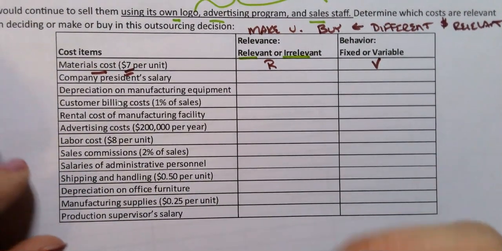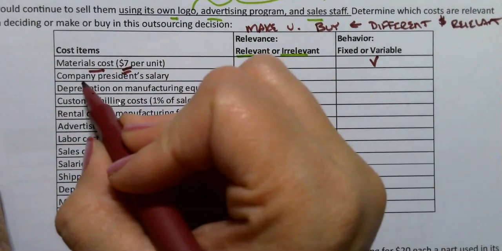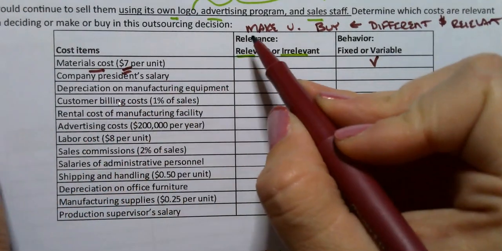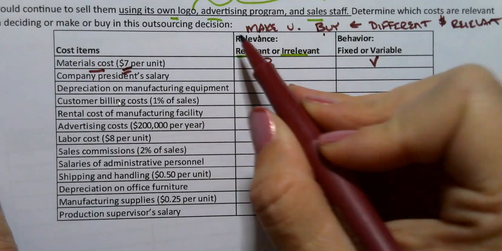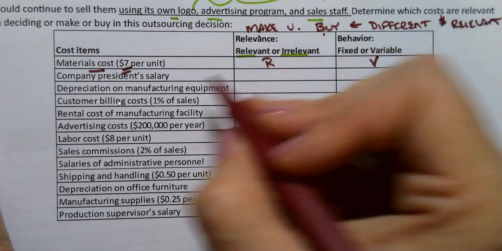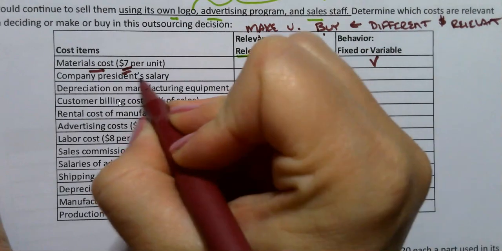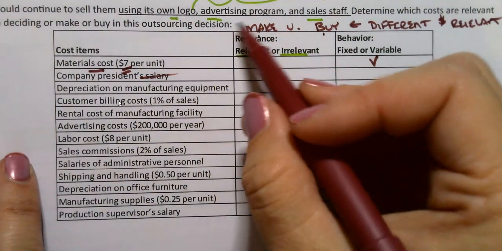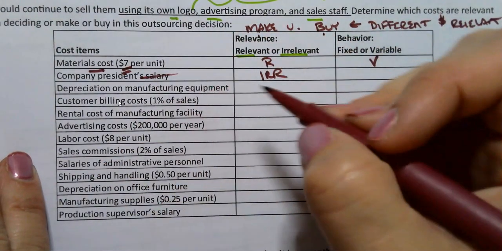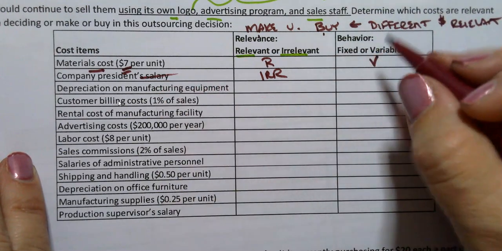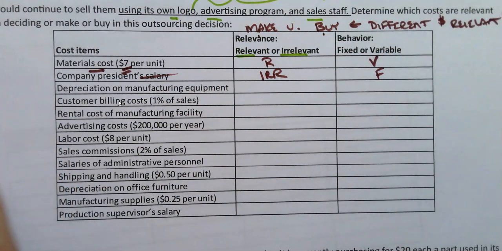All right, company's president's salary. Is it the same if you make it and you buy it? Yeah, probably. You still have to have a president. So we don't need to worry about that. That's irrelevant to us. Whatever their salary is, it doesn't matter in the make versus buy decision. And of course we know it doesn't matter how many units they make, it remains the same.